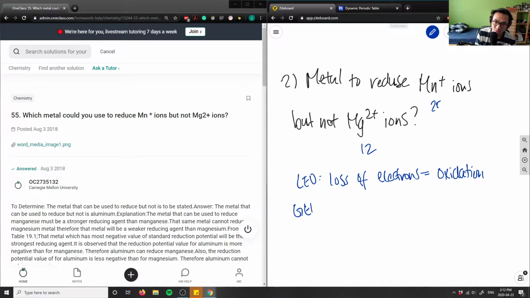LEO says GER. GER is gain electrons, which would be reduction, right? So we're talking about what metal to reduce these ions here. We are gaining electrons, so we're trying to get rid of this 2+ and the positive charge here.